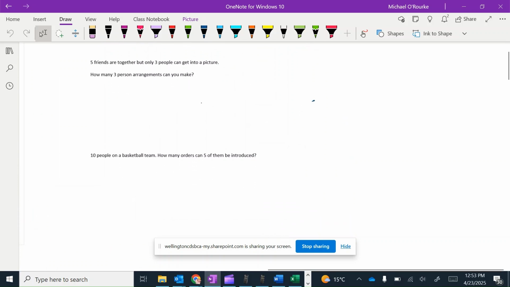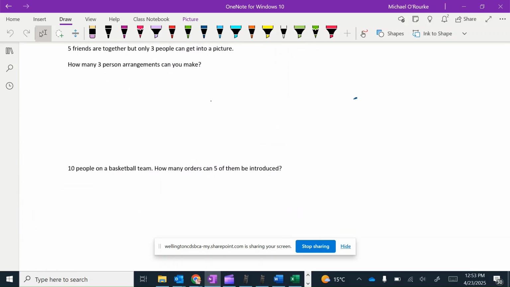Okay, so today we're going to work on permutations. The thing you need to remember here with permutations is that order matters, or you can also say roles. So not just groups, order matters within this topic.